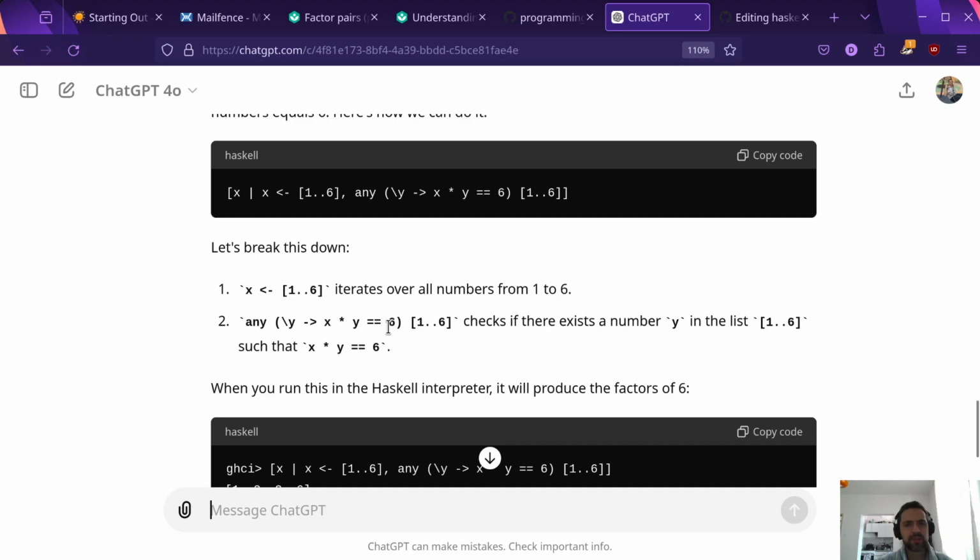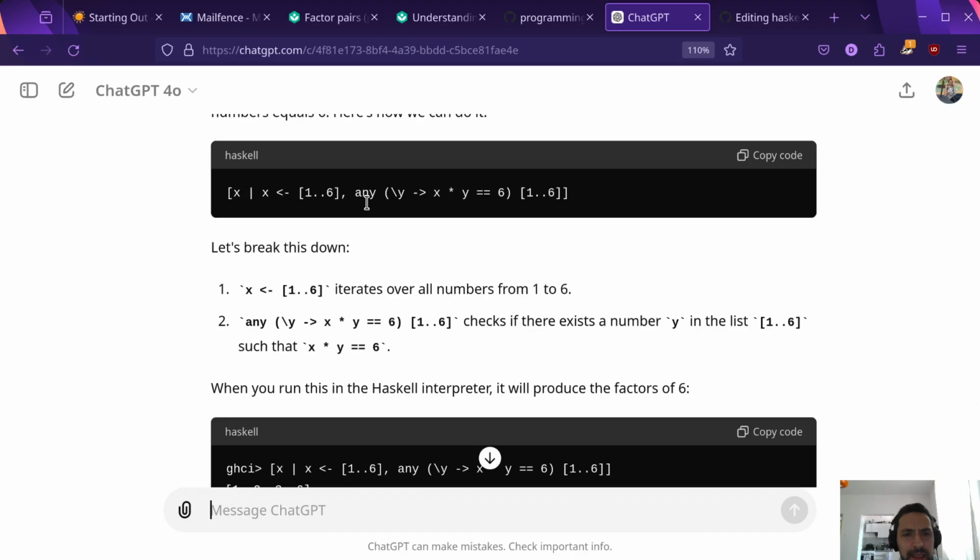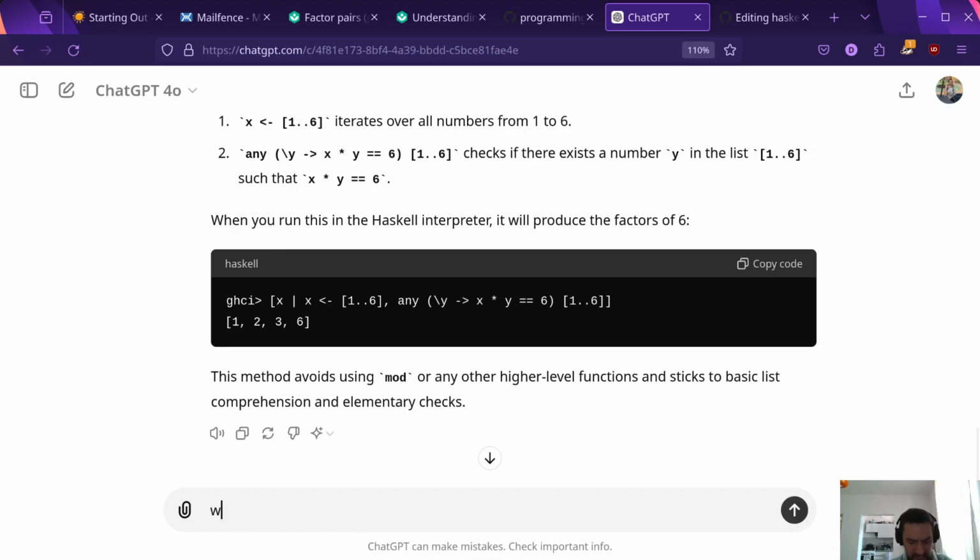Let's break this down. What's going on here? What's any? x takes a list of 1 to 6, iterates over all numbers from 1 to 6. All right, yeah, that's clear. any checks if there exists a number y in the list 1 to 6 such that x times y is 6. When you run this in the Haskell interpreter, any.